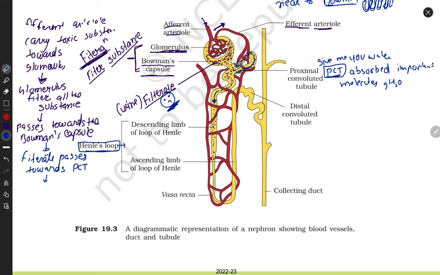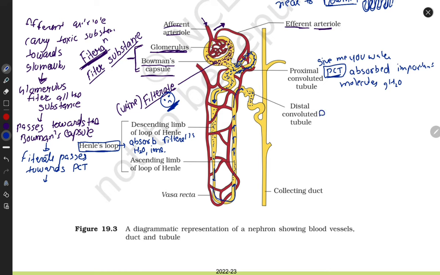Then what does Henle's loop do? It absorbs water and some important ions from the filtrate and says, go, now go forward. Then the filtrate goes forward and enters the DCT.